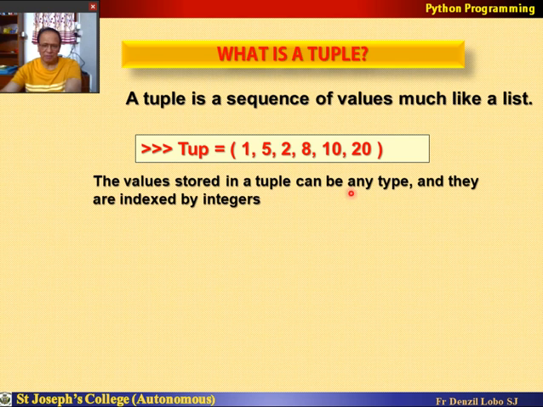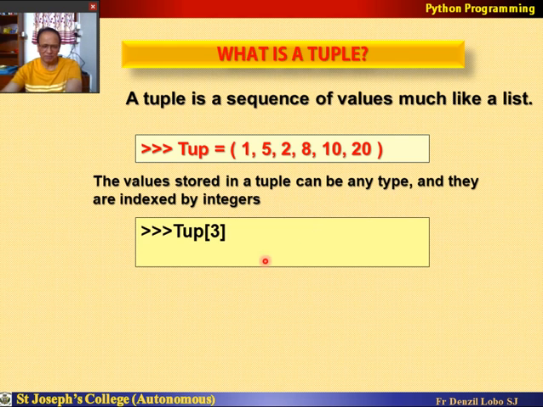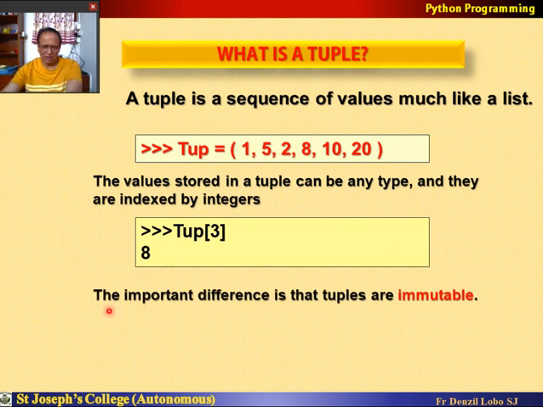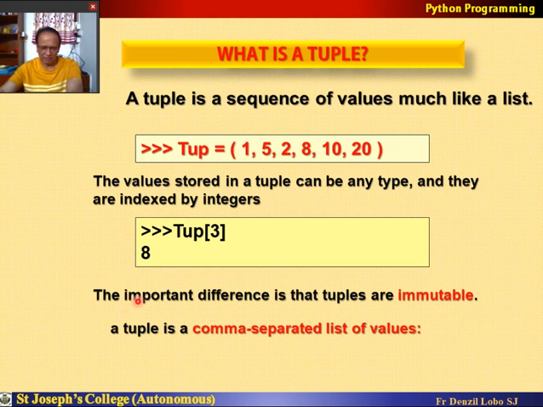The values stored in a tuple can be of any type. They are indexed by integers, as in the case of lists. For example, tuple 3, that is index 0, 1, 2, 3, will give you 8 as the number. So it's just like a list. The important difference between a list and a tuple is that tuples are immutable. You cannot change a tuple once you have created it. That is a very important point. We will follow that very soon.